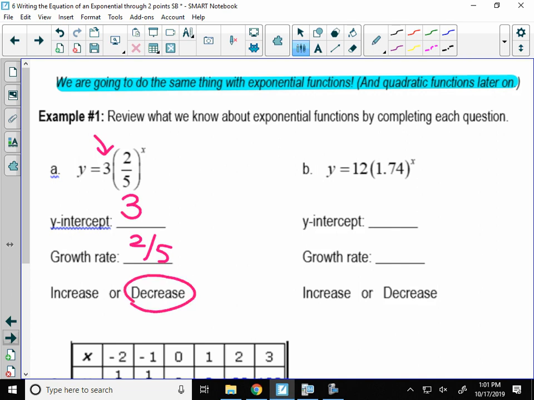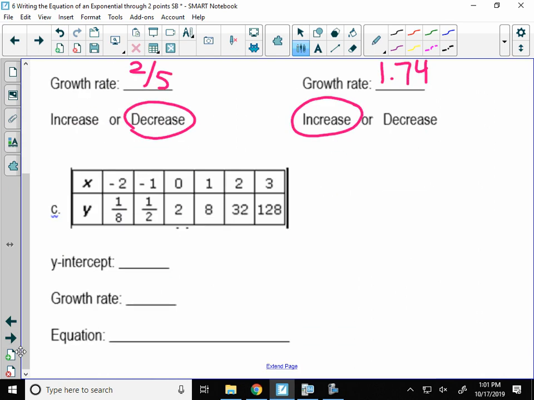All right. Next one here, similar. What's the y-intercept? 12. What's its growth rate? Okay. And increase or decrease? Increase, because 1.74 is greater than 1. So those two should be easy. We should be able to look at an equation and identify its parts. When I look at this third one, I'm going to write the equation of the exponential. Now, does it give me the y-intercept? Yes. That's it, x equals 0. So that y-intercept is 2. Yesterday, I suggested a method for when you're given points or a table to find the growth rate. What was that method?